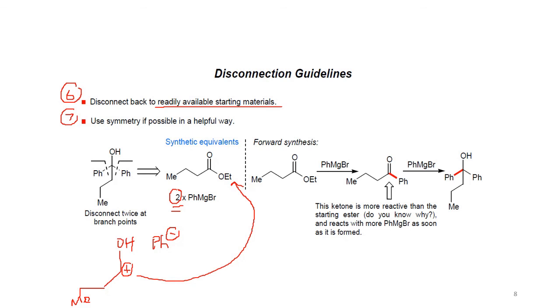So in forward synthesis, the ester reacts with the first mole of the Grignard reagent, and then it will give you a ketone, and this ketone will subsequently react with another mole of the Grignard reagent, so it will give you the target molecule. That's the end of this guideline. We will talk about the strategy of retrosynthetic analysis in the next video.